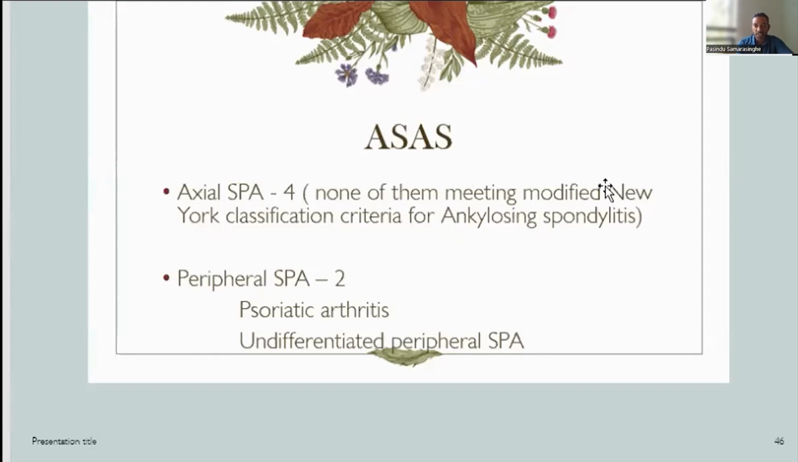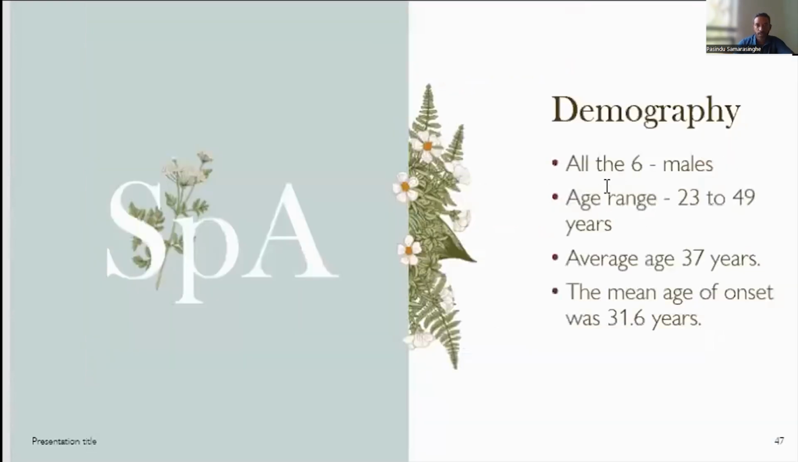And then we have the peripheral spondyloarthritis patients. So two of them, one psoriatic arthritis, one undifferentiated peripheral SpA. So the demography of these patients, all patients were males. So this is telling with the epidemiology. As he said, more clinical spondyloarthritis is seen in males. The age range was from 23 to 49. Average age was 37 years. However, the mean age of onset was 31.6. So this was telling with the epidemiology, which is from teens to 40s.